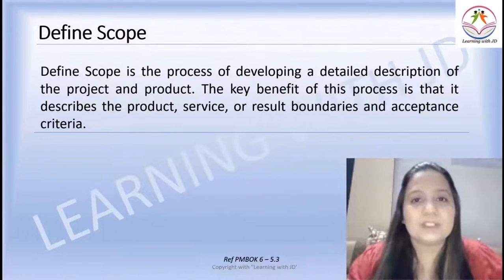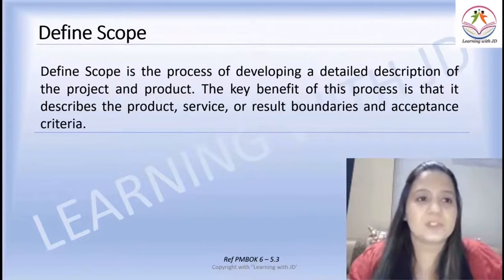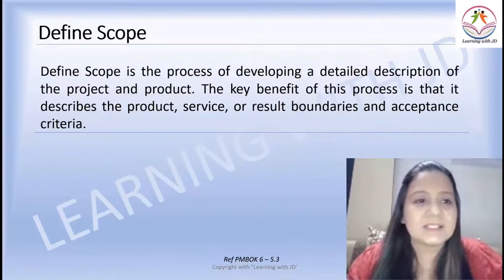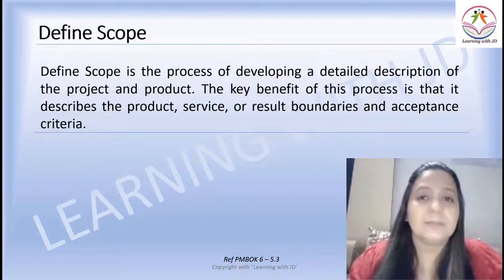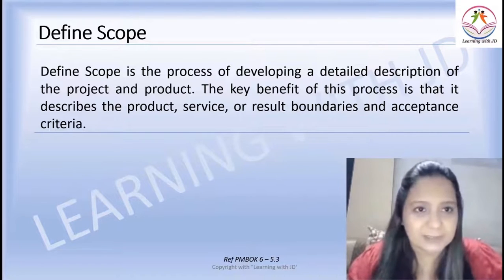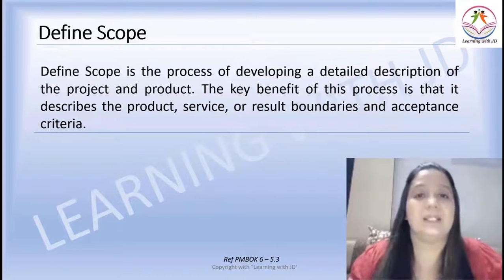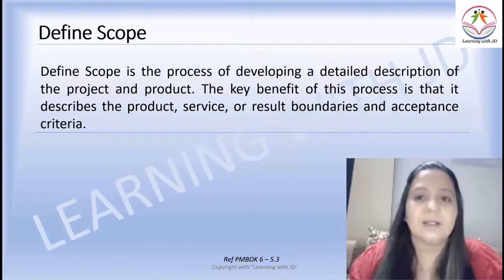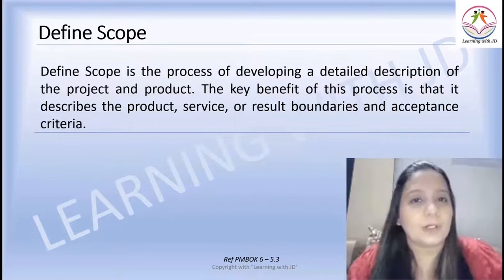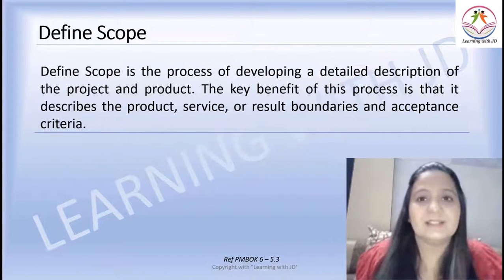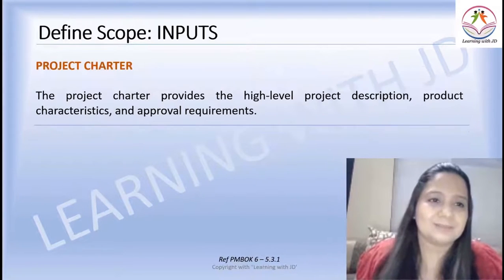Define Scope is the process of developing a detailed description of the project and the product. The key benefit of this process is it describes the product, service or result boundaries and acceptance criteria. It defines what the acceptance criteria for this project are and what the boundaries of your product, service and results are. So it defines the detailed description of the project and the product.